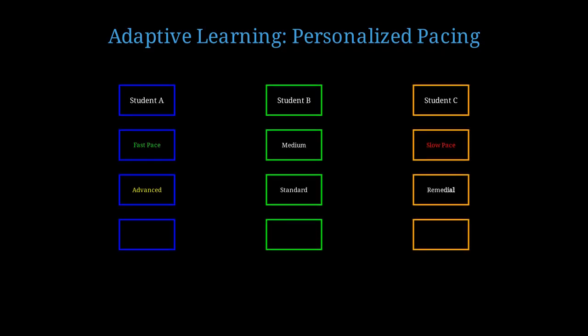The third layer is adaptive learning, which personalizes the pace and depth of instruction for each student. This is something a traditional professor cannot do for a class of 50 students. Student A might race through basic concepts and dive into advanced topics like droplet microfluidics and organ-on-a-chip applications. Student B progresses at a standard pace. Student C receives additional support and more examples for each concept.